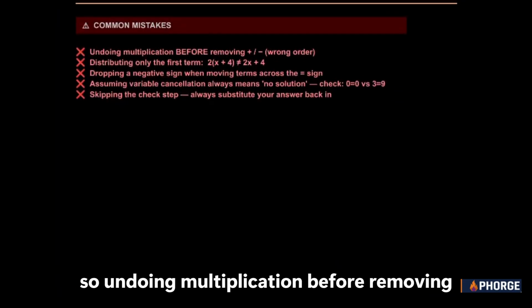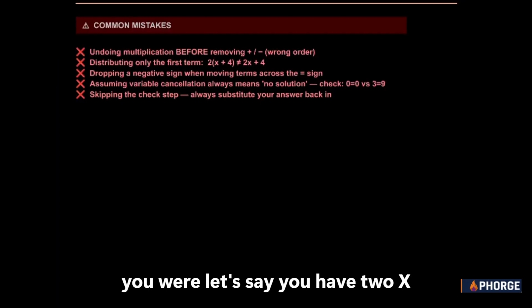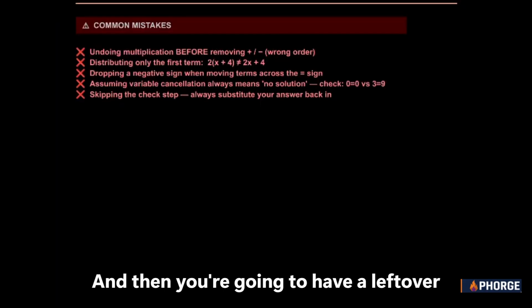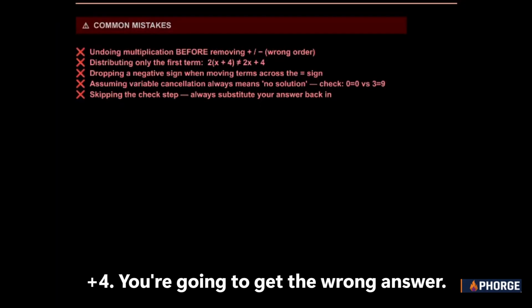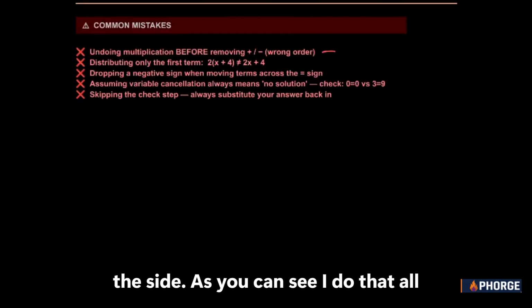Okay, so undoing multiplication before removing the plus or minus, wrong order. So let's say you have 2x plus 6 is equal to 4. If you divide by 2, and then you're going to have a leftover plus 4, you're going to get the wrong answer. So make sure that you're always using PEMDAS. And don't be afraid to write PEMDAS on the side. As you can see, I do that all the time.